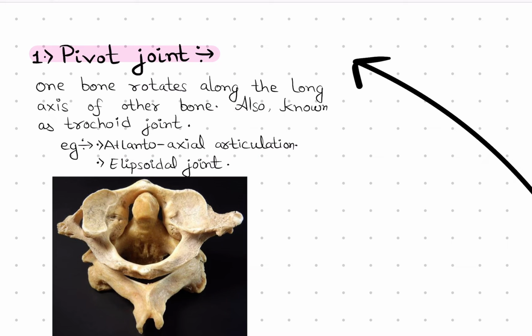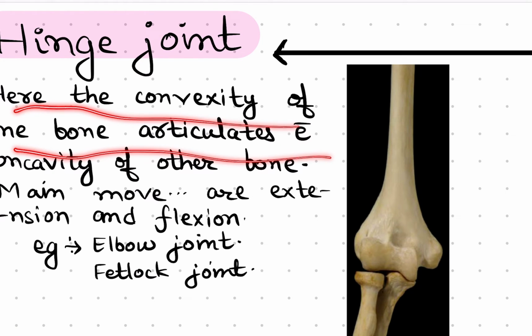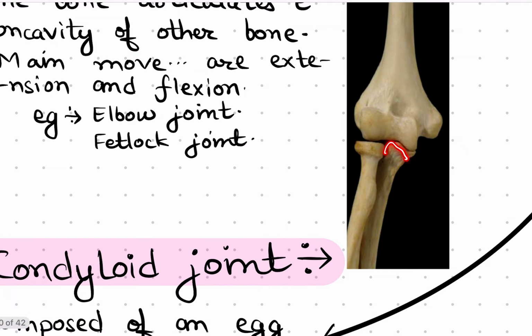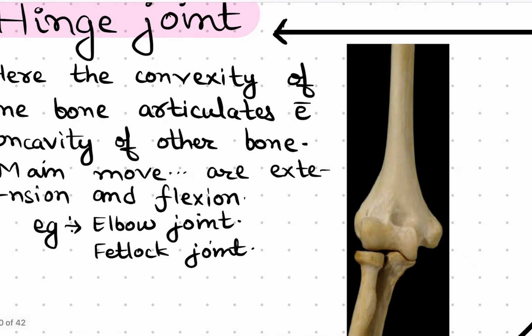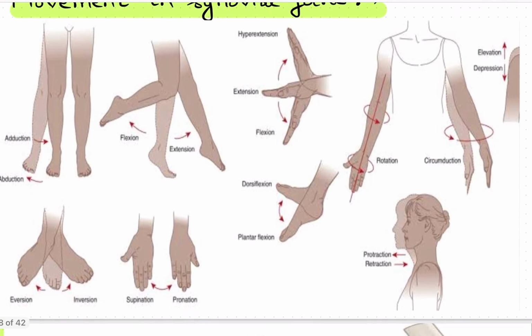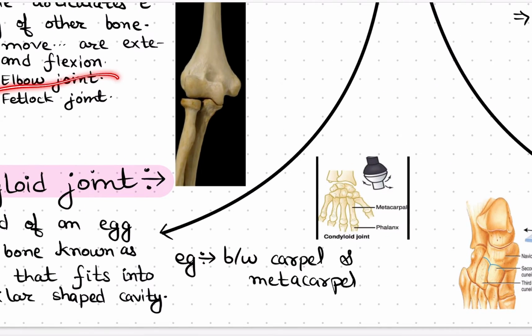One important thing you have to remember, that pivot joint is also known as trochoid joint. Okay. The second one is hinge joint. Here the convexity of one bone articulates with the concavity of the other bone. Like this surface is concave, this is convex. So they are making a hinge joint. And their main function is extension and flexion, as I described in the above diagram. The examples are elbow joint or fetlock joint.